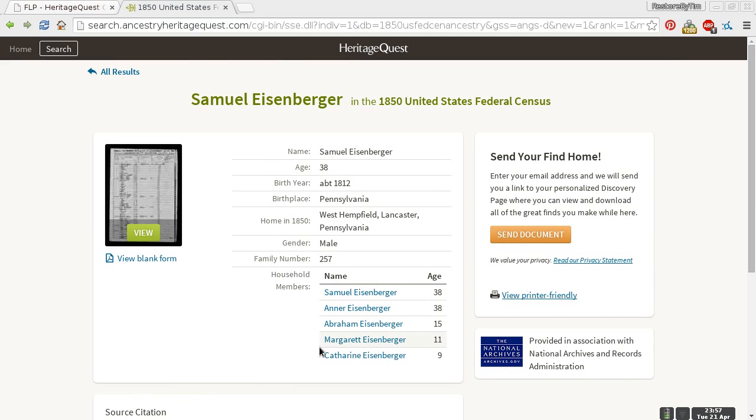Okay, his family is purported to be down here. These are the household members: Samuel, Anna, Abraham, Margaret, and Catherine. Let's take a look at the original document to see how that compares.